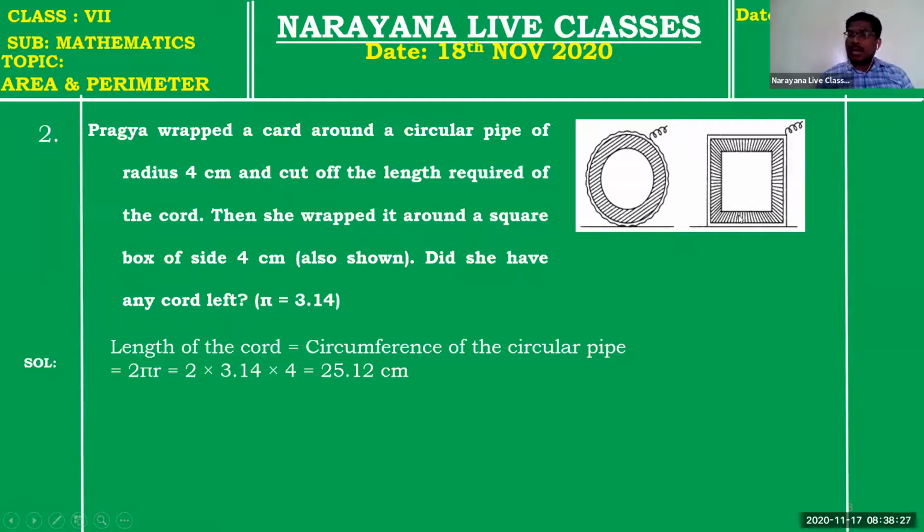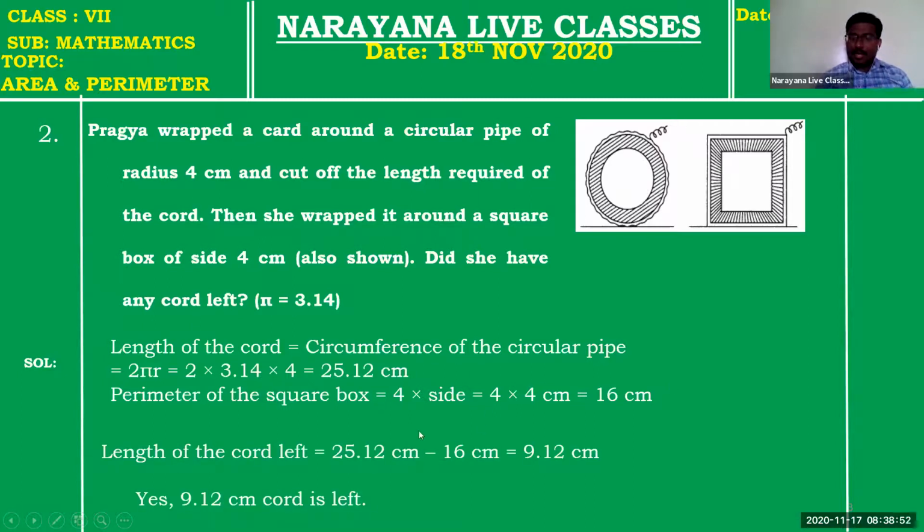Then how much cord is going to be left over with her, Pragya? We need to find that. We can find it as this circumference minus this circumference. The perimeter of the square is what, ma'am? 4 into side. The side is given as 4 centimeter, so 4 into 4 is equal to 16 centimeter. It is a perimeter. If it is area, it is centimeter square.